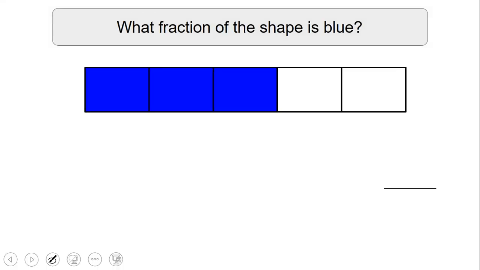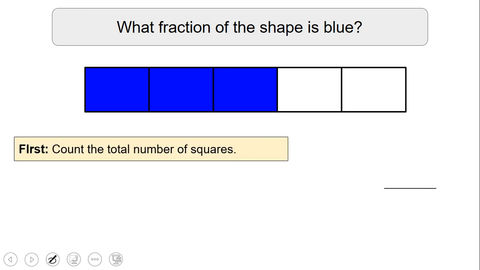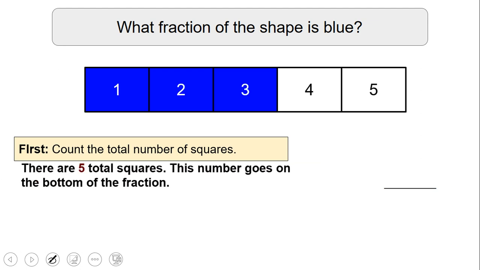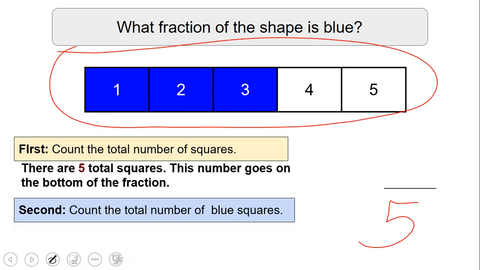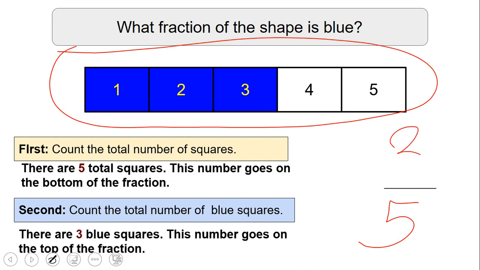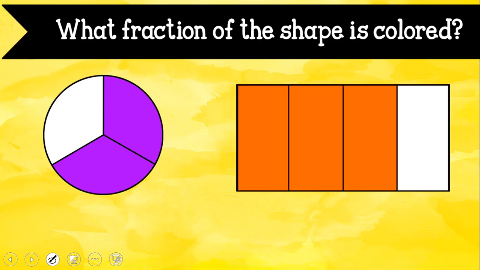So let's practice. Remember, we've seen this before. We want to start off by counting the number of squares. 1, 2, 3, 4, 5. And we know that there are 5 squares total in this shape. So we're going to write the number 5 at the bottom. That's our denominator. And then we need to count the number of squares that are blue. So 1, 2, 3 squares that are blue. And we're going to write that number as our numerator because we wanted to find out what fraction of the shape is blue.